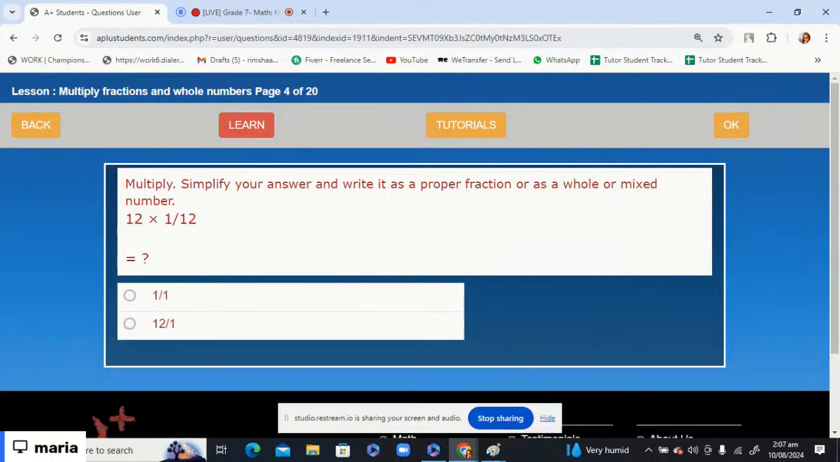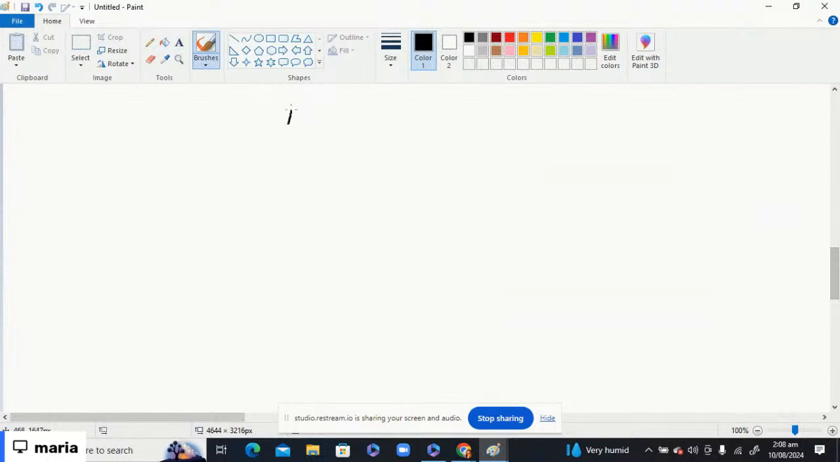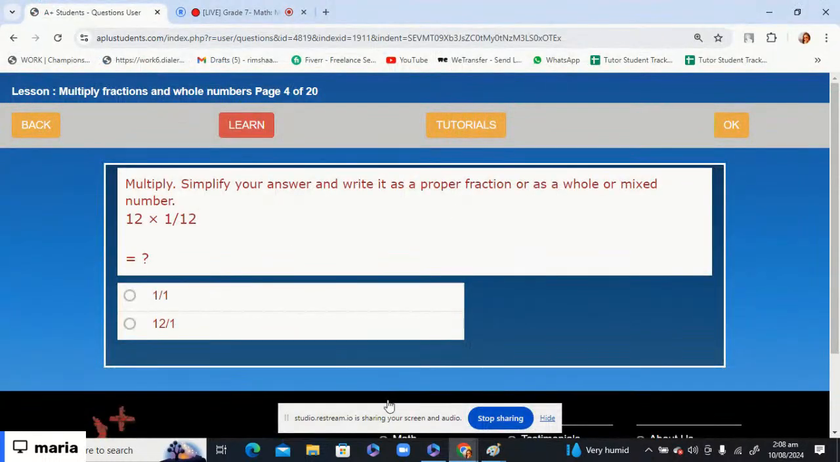Okay, multiply, simplify your answer and write it as a proper fraction or as a whole or mixed number. 12 times 1 by 12. So these again are the same. Now here the answer options are confusing. They put the answers in the form of 1 by 1 and 12 by 1. What is the meaning of 1 by 1? It means 1. And 12 by 1 is 12. But our answer is 1 because these are the same. So we go with this one.